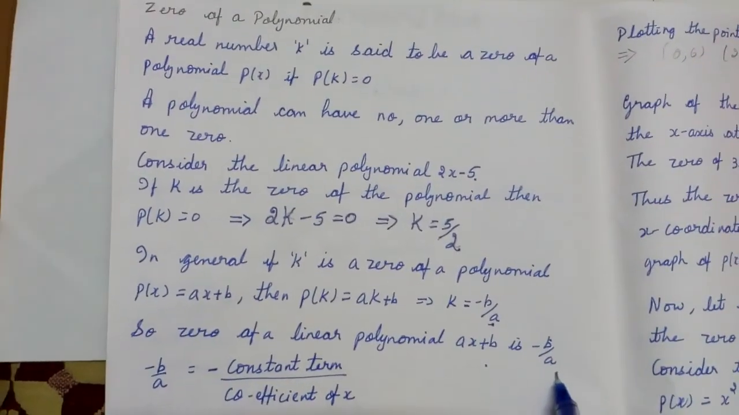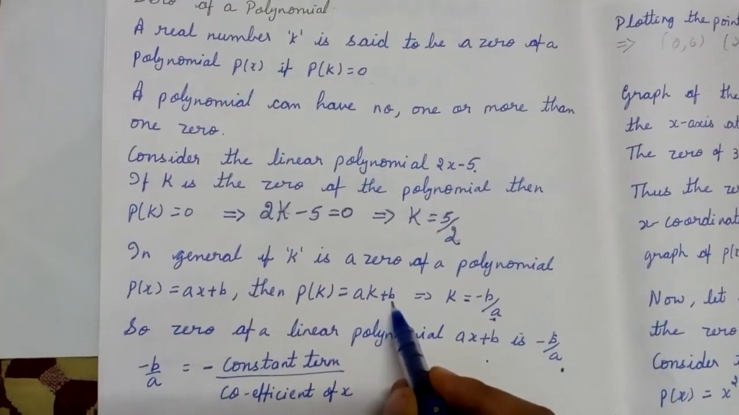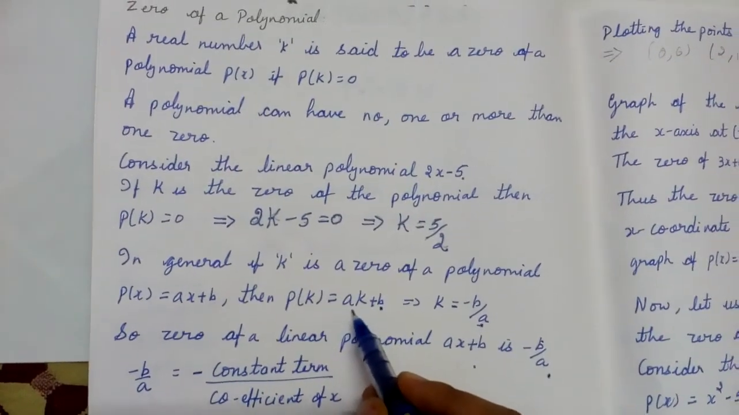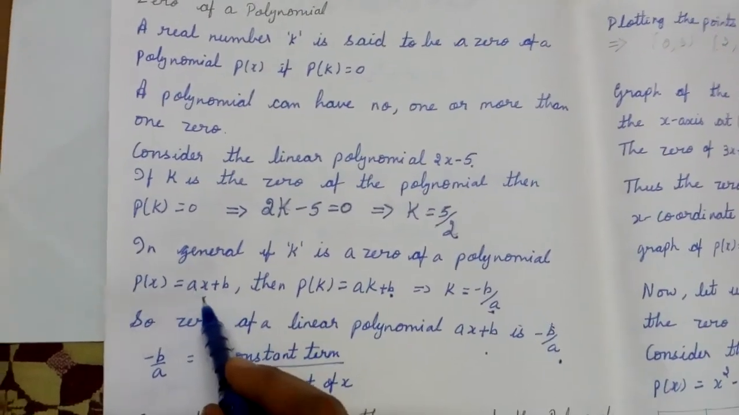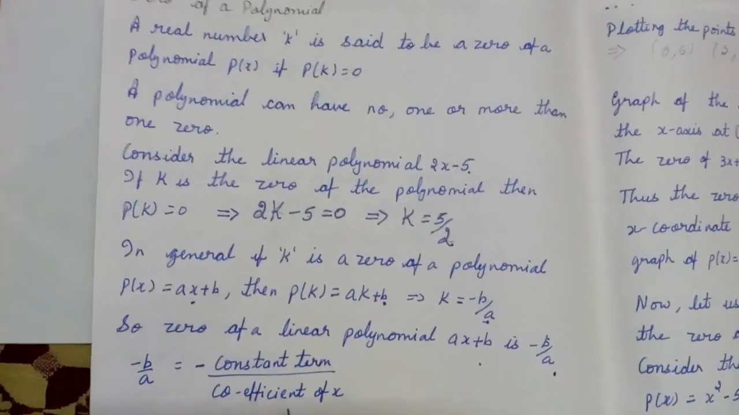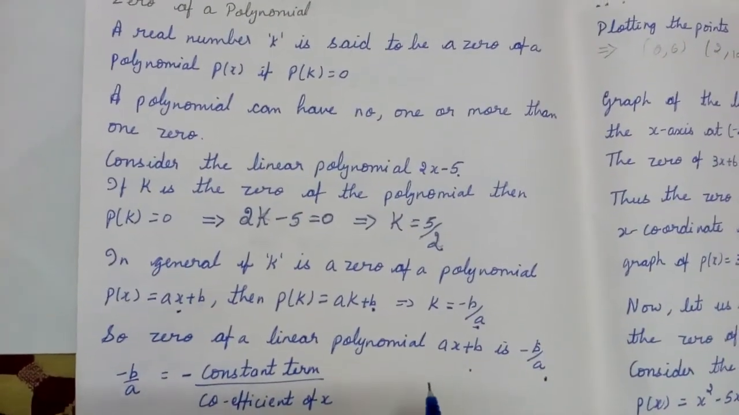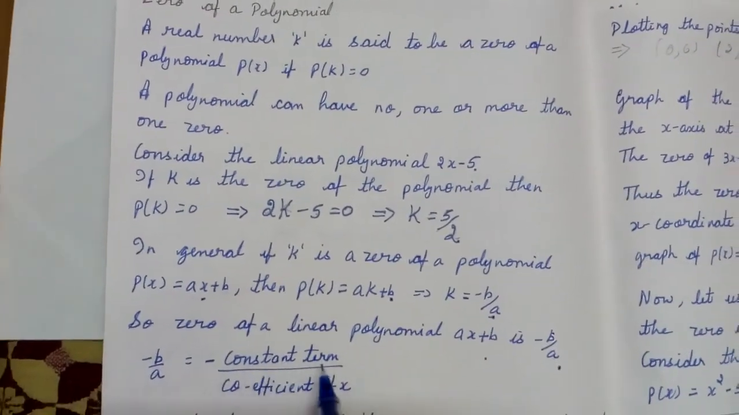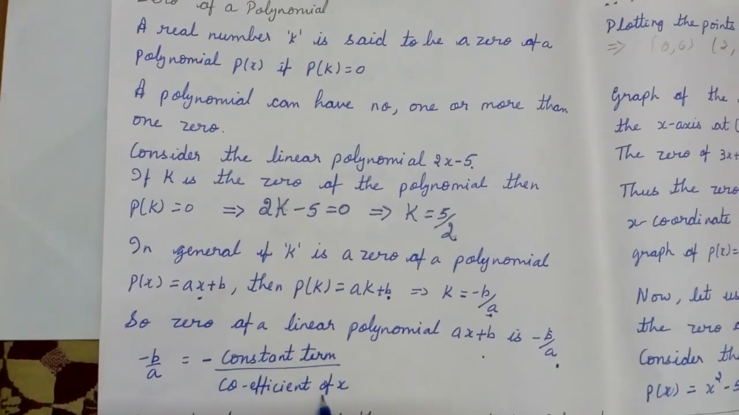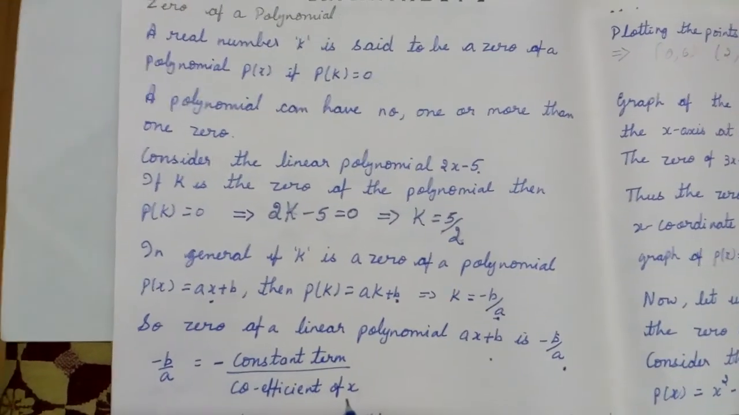What is minus b by a? b is the constant term and a is the coefficient of x. So for a linear polynomial, it is easy to find the zero, which is nothing but minus the constant term divided by the coefficient of x.